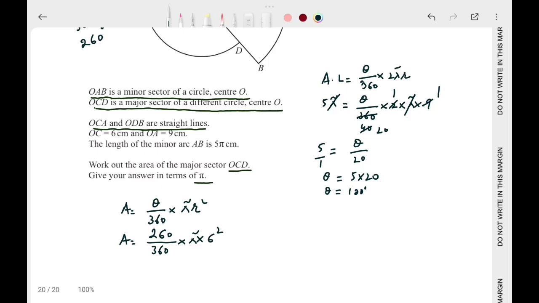So 0 will cut by 0, so area is equal to 26 by 36 into pi into square of 6 is 36. So 36 will cancel by 36, and the final answer would be 26 pi.